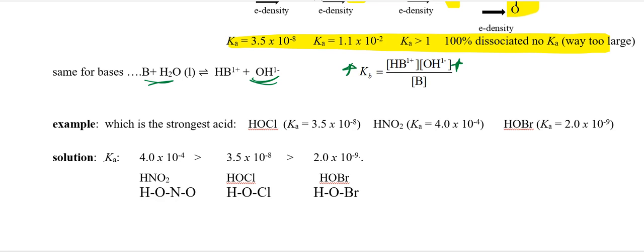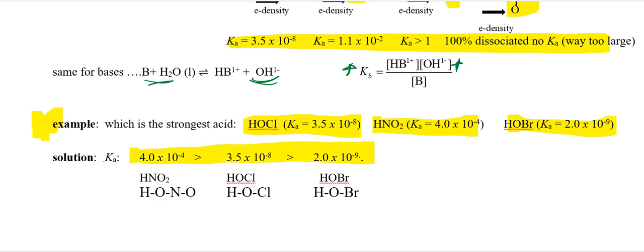I have a quickie little example problem right here for you. Which is a stronger acid? You can answer it both ways, you know what I'm saying? You got HOCl, HNO2, HOBr. You have their Ka values. So cool, rank their Kas. There you go, man, okay? In those Ka values, the 10 to the negative 4 is definitely bigger than the other two. So HNO2 would be the stronger acid. It's going to generate more hydronium.